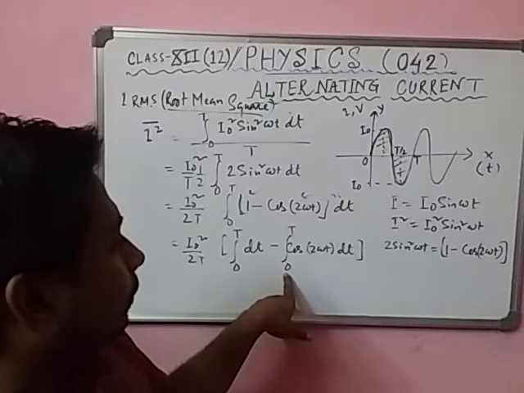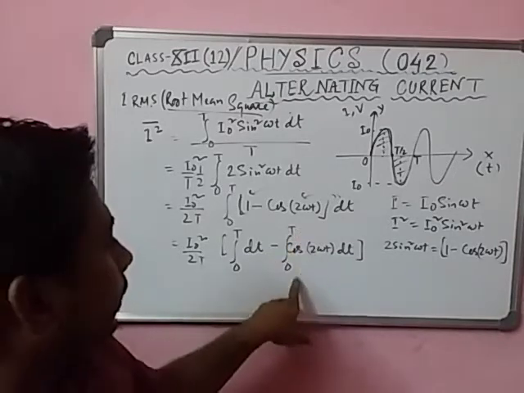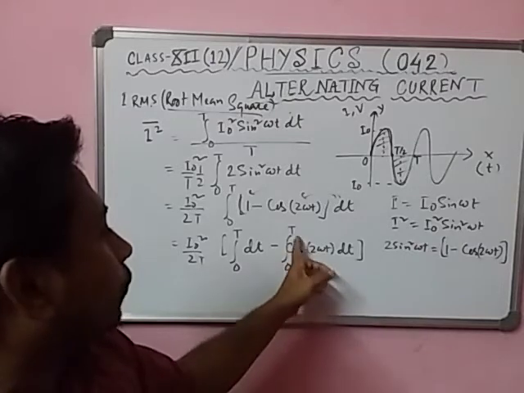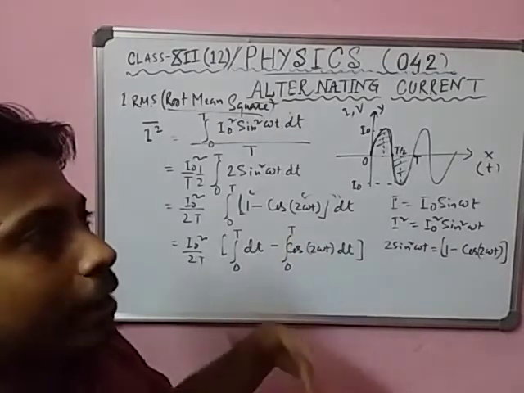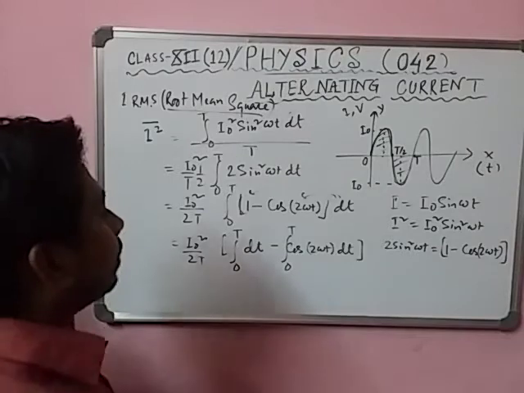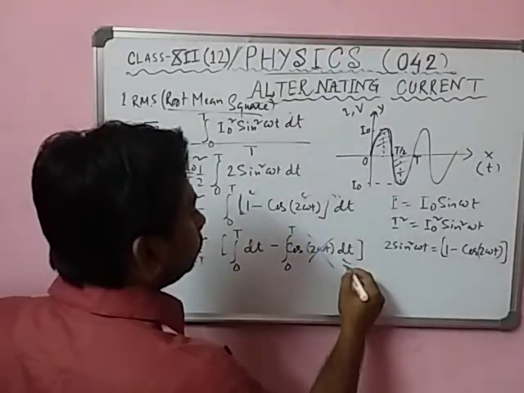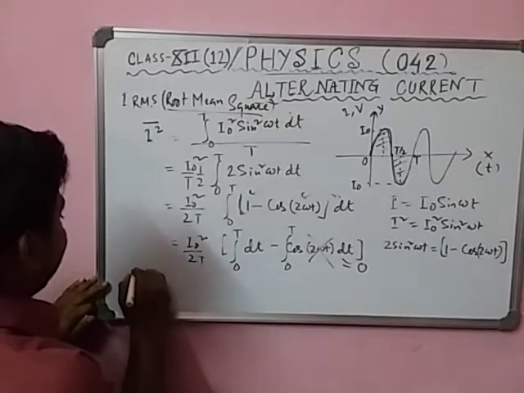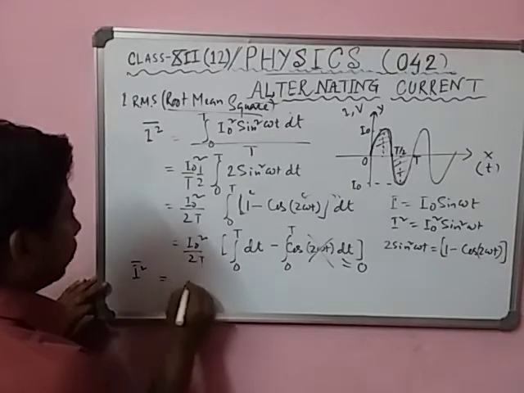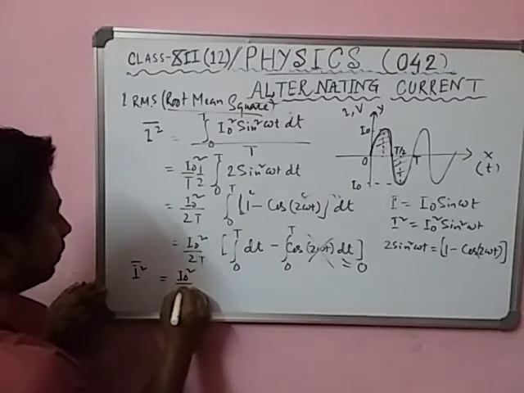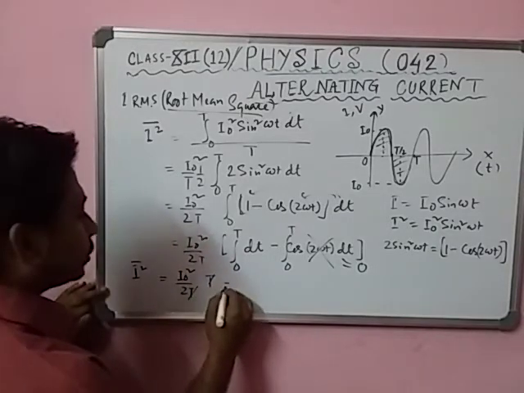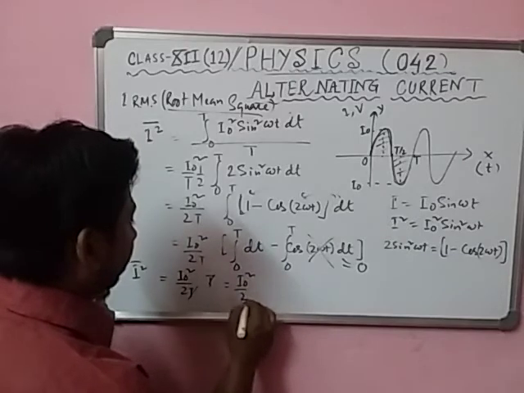And if you put the limits 0 and t, then what will we get? Sin 0 is 0, and for t it will be 2 pi, and sin 2 pi is also 0. So this term we can neglect because we will get 0. So we will integrate only the dt part. So I square mean is equal to I0 square by 2t. Integration of dt means only t. T cancels, so the result is I0 square by 2.